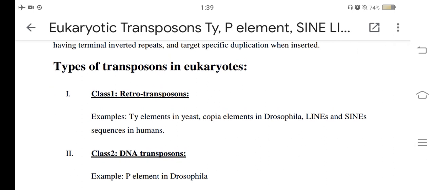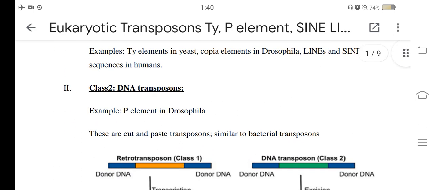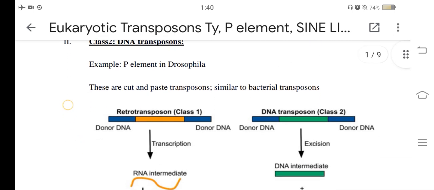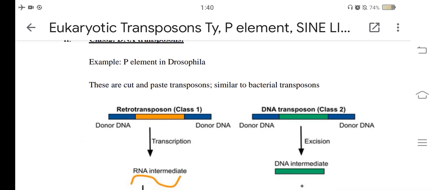So types of transposons in eukaryotes. Class 1 retrotransposons. Example, TY elements in yeast, copia elements in Drosophila, LINE sequences in humans. Class 2 DNA transposons. Example, P elements in Drosophila. These are cut and paste transposons similar to bacterial transposons.